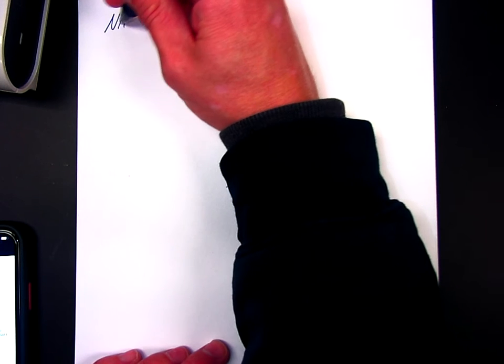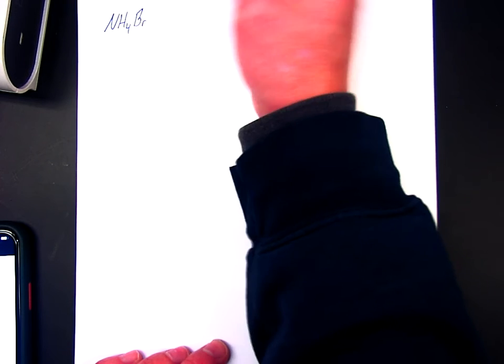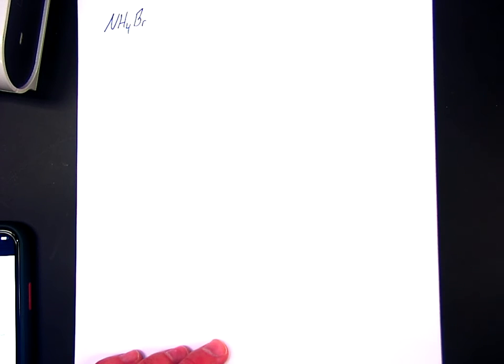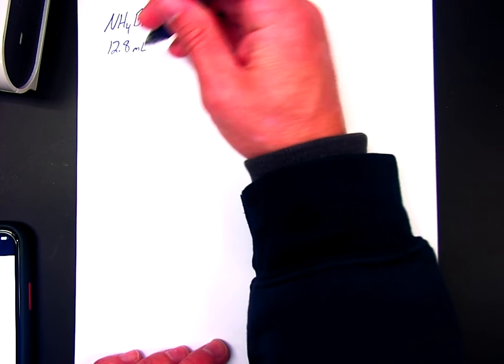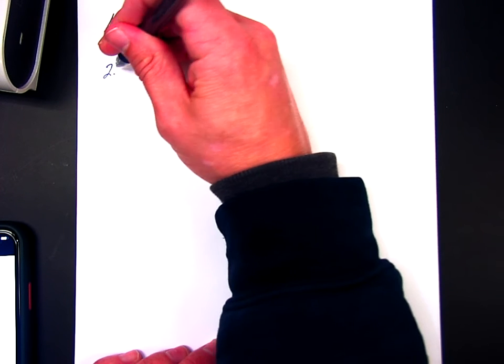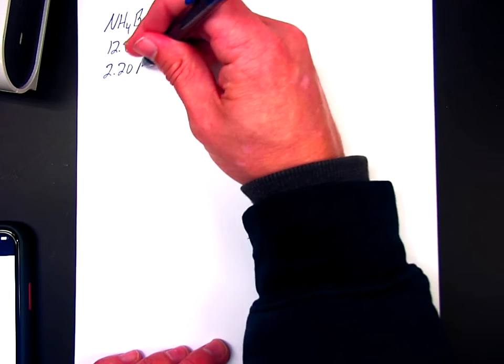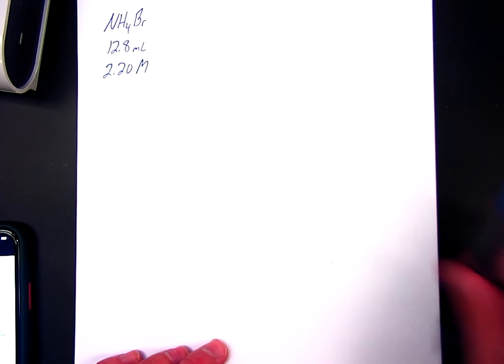We're looking at a question that is a dilution question from the buffers. And the way I know that is that, first off, there's a whole bunch of numbers in it, but it describes a solution of ammonium bromide. So we've got NH4Br. And it gives me 12.8 mL and 2.20 molar of him.